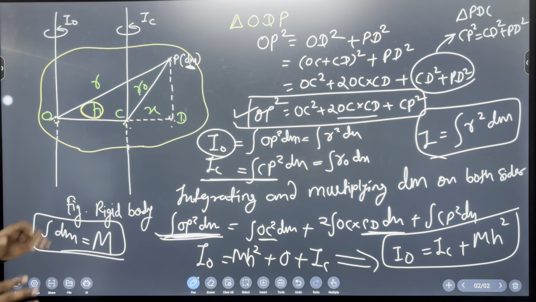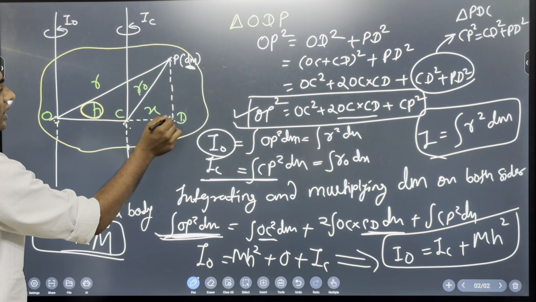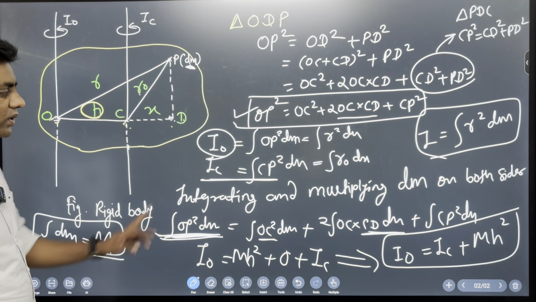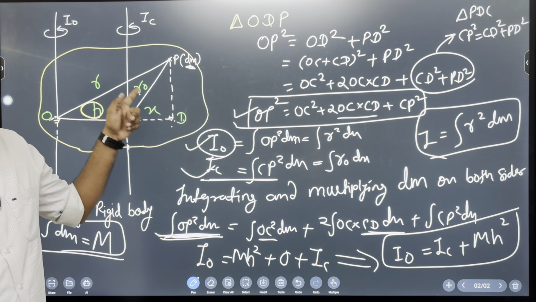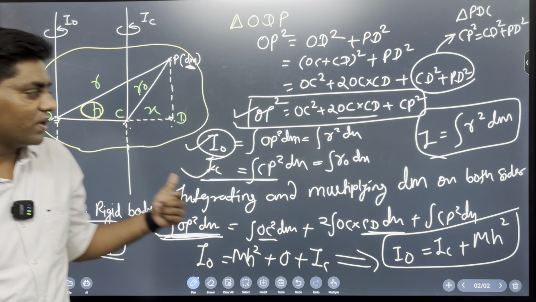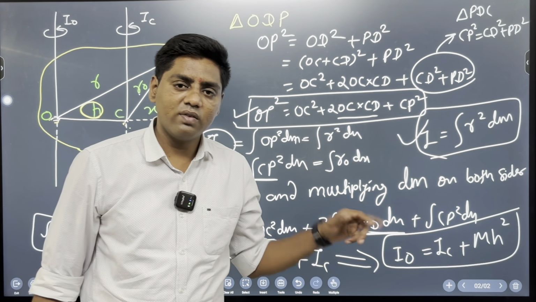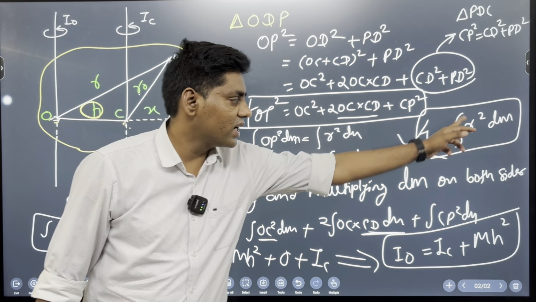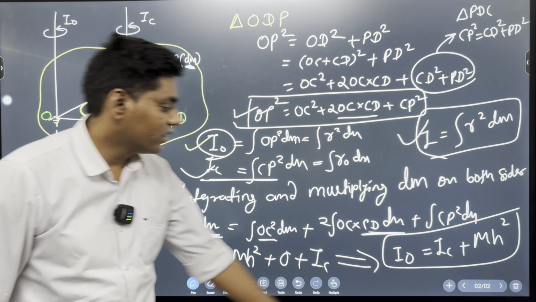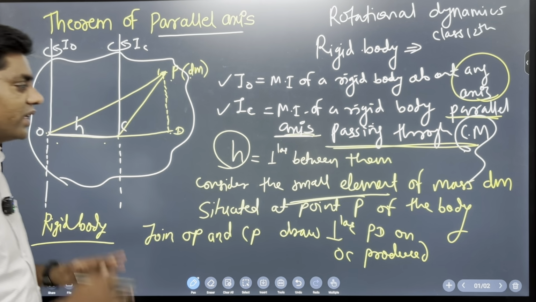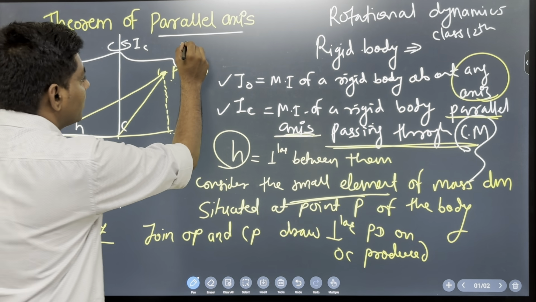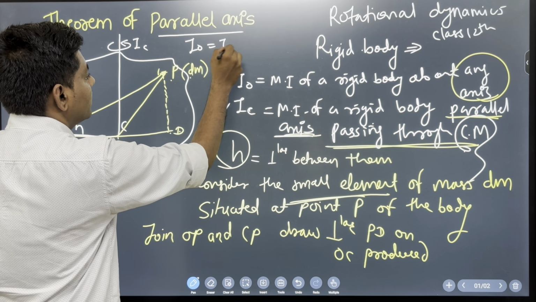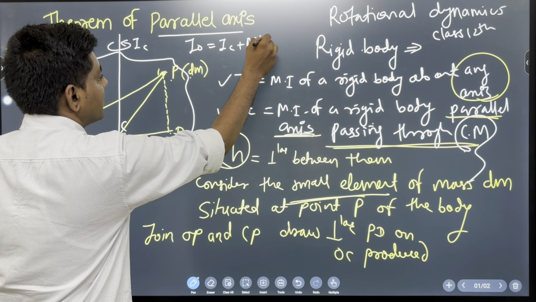The question was very easy. हमने बस इसको पाइथागोरस थ्योरम से सॉल्व किया और according to that we wrote down the formulas of moment of inertia about any axis and then moment of inertia passing through the center of mass according to the standard formula of moment of inertia, that is integration r square dm. So from here, the statement is very easy, you have to remember: I naught equals IC plus MH square.